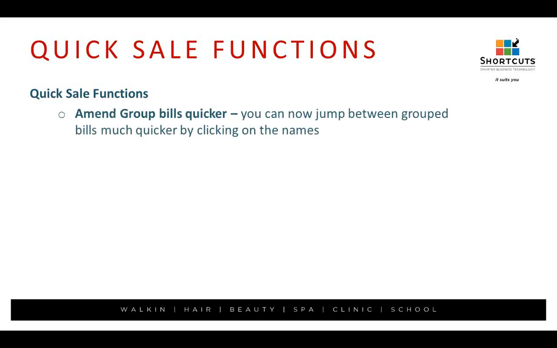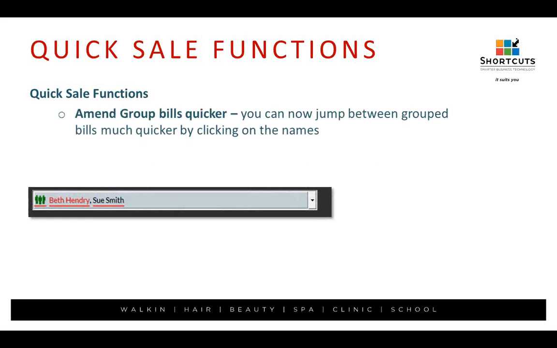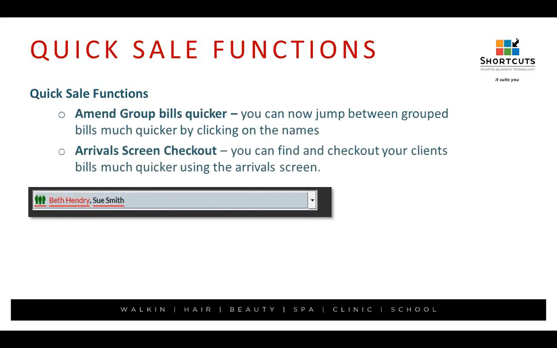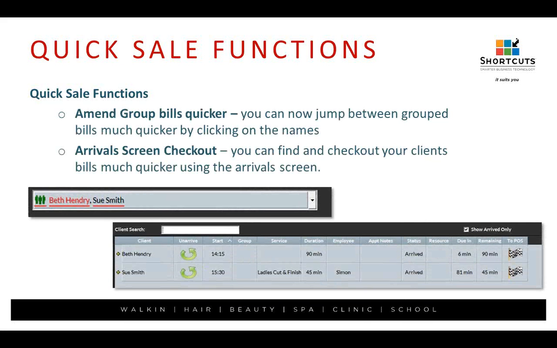So what else do we have to speed up the point of sale system? If you're working with groups, you can actually jump between the group members by clicking on their names in the point of sale. If your front desk or your reception uses the arrival screen, you can actually check out clients right from that screen, similar to how you were previously able to check out clients from the appointment book. So this again speeds up the process and allows you to spend more time with the customer and not so much time with the computer.